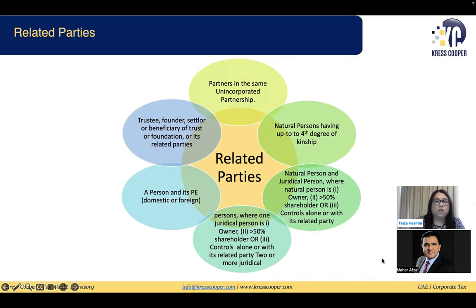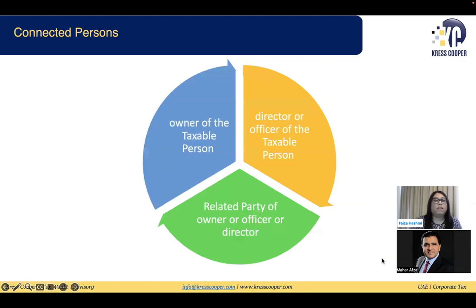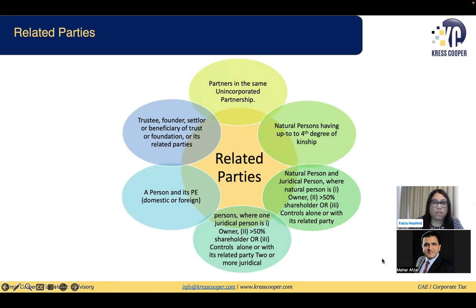So to do this, how would we identify who a related party is? The corporate tax law has identified who the related parties are. So Mahar, can you shift to the related party slide?